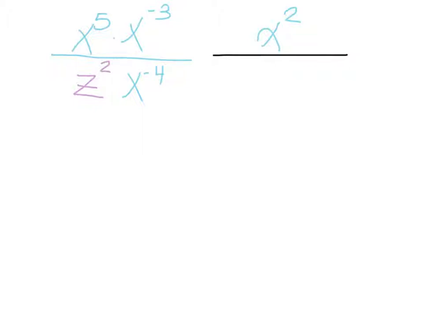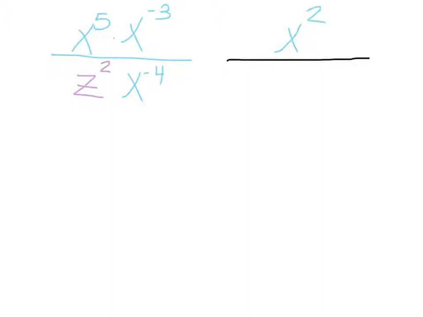You might be tempted to do something like z to the negative 2, because you might want to add 2 and negative 4 and get negative 2. Or you might be tempted to mark that out and say something like x to the negative 2. But in reality, we cannot do either. z and x are not the same variable.